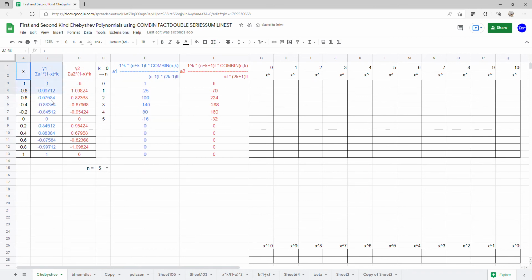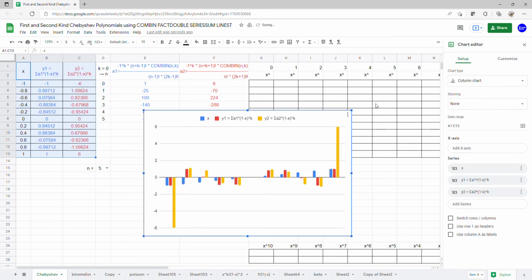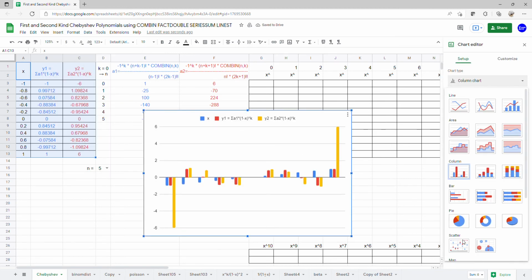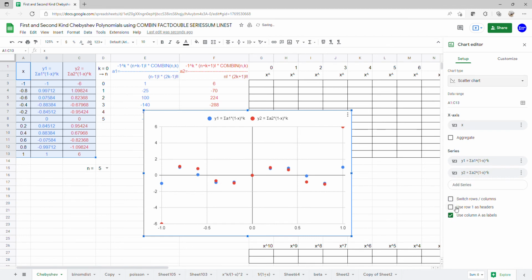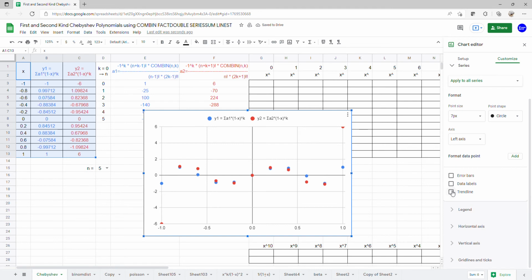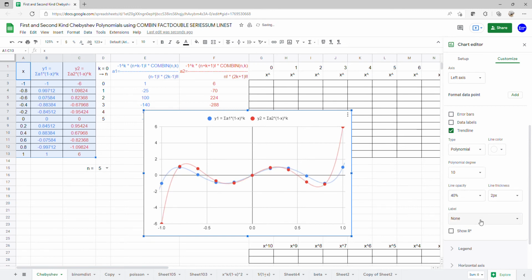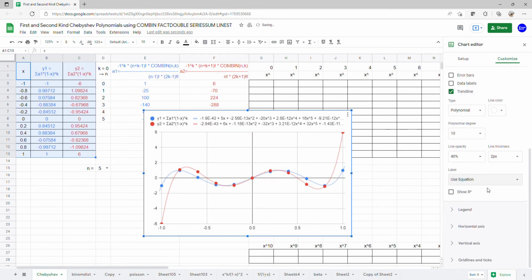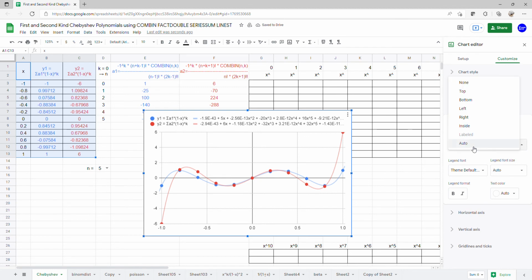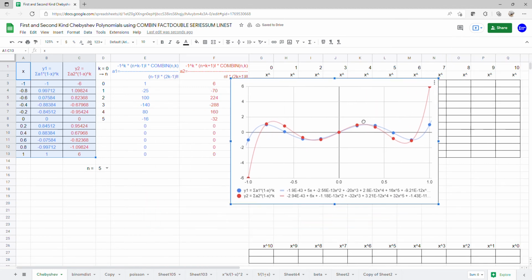And we'll chart this. Insert chart. And we use scatter chart. Use row 1 as header. Show the series, the trend line, the type polynomial, the degree 10th. For the label, use the equation. For the legend, position at the bottom. And now here's our trend line.